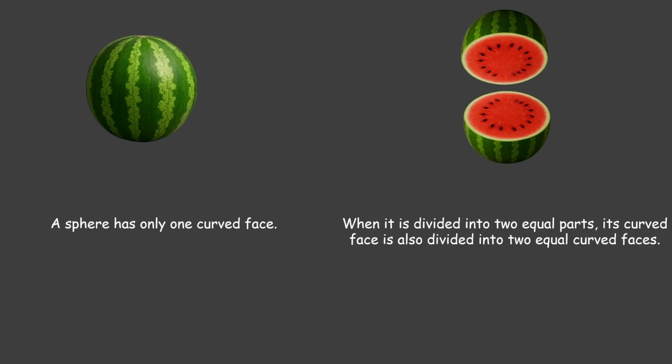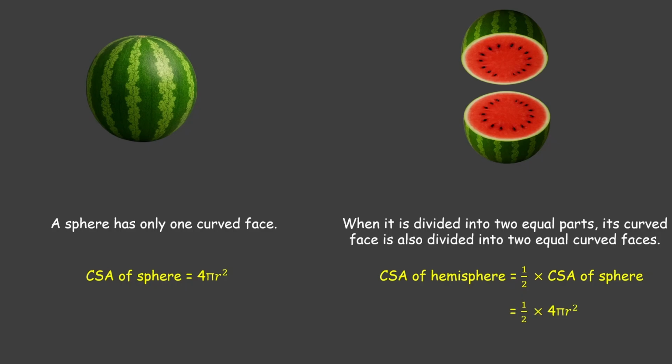So if CSA of a sphere is 4 pi r square, CSA of hemisphere will be half of CSA of sphere, which is half of 4 pi r square, that is 2 pi r square. So curved surface area of hemisphere is 2 pi r square.